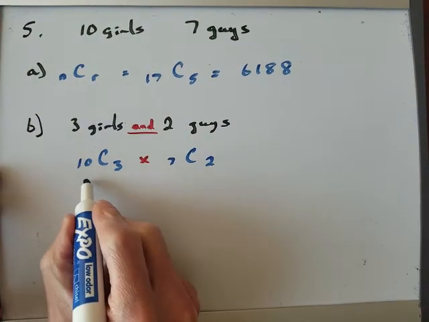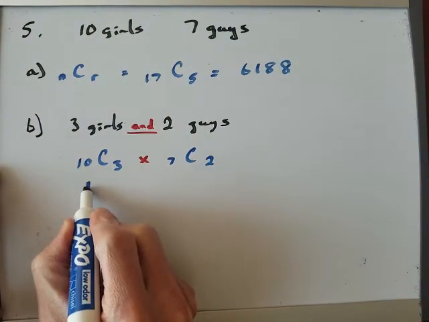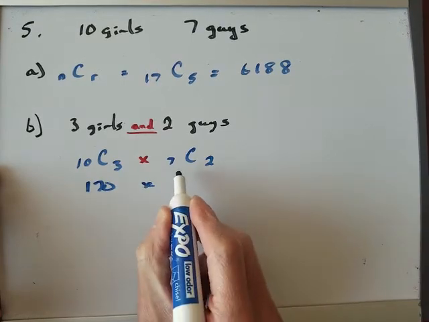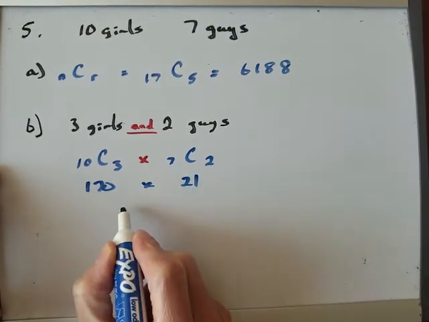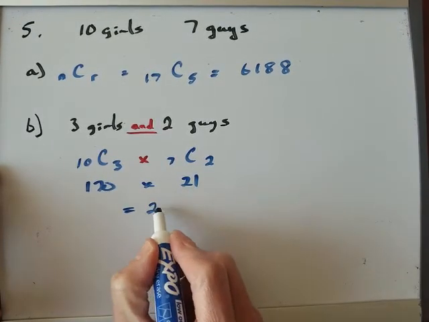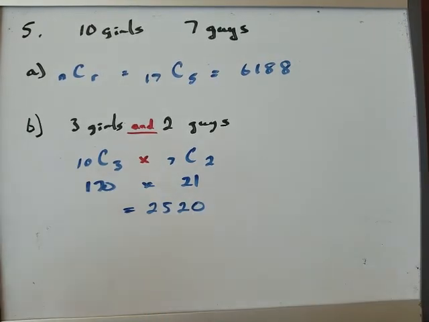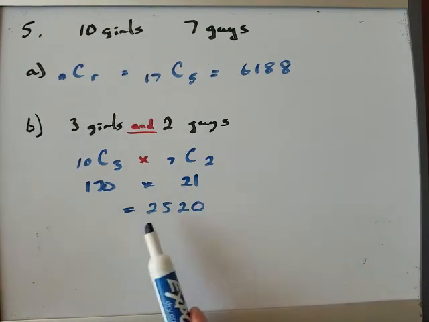If you just type 10C3 into your calculator, it comes out to be 120. If you type in 7C2, it comes out to be 21. And by multiplying, we get 2520. Okay, because both things are going to happen. We multiply to get the total number of combinations that we can have.